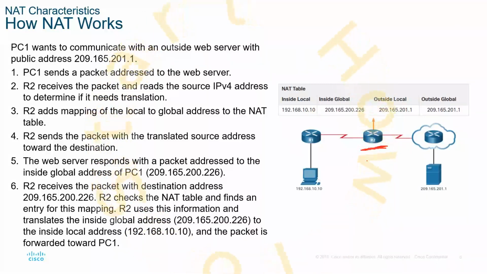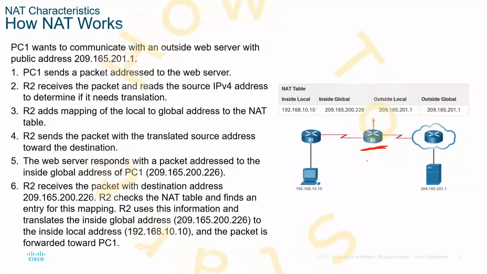So R2 will receive the packet and read the source IPv4 address to determine if it needs translation or not. This is going to be something that's internet capable, so it knows that private IPs aren't allowed on the internet. So if it knows the private address spaces, it will determine that it is not allowed. Thus, it will need to be translated to a public address.